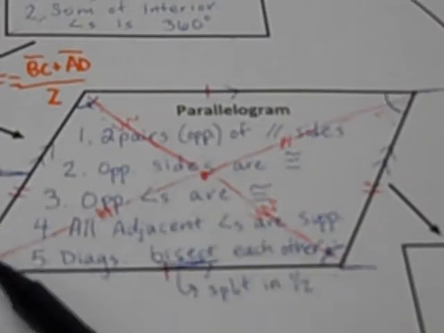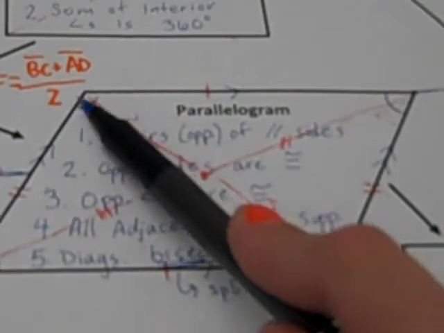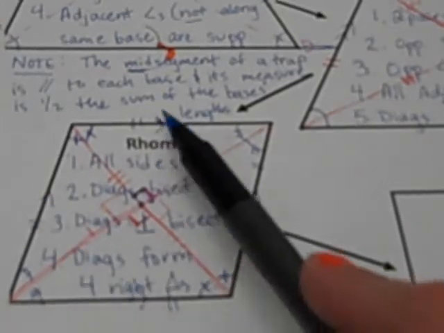Diagonals bisect each other, which means they split each other in half. So going from the edge to the middle, in both directions is equal. Here to here and here to here is congruent. Then we learned about our rhombus. Our rhombus is a very special parallelogram that has, yes, opposite sides parallel, but also all four sides are congruent.